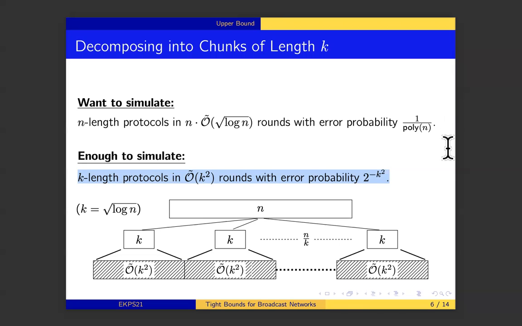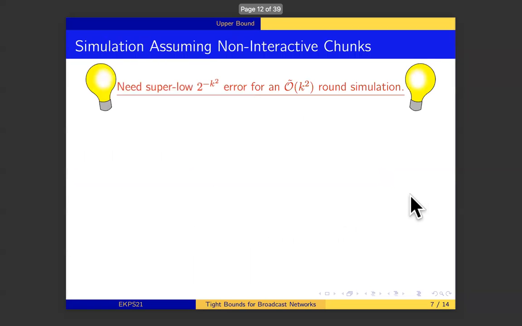Okay, so this is the first claim. To get our overall upper bound, it is sufficient to focus on k-length chunks and simulate them in k-squared rounds with error probability 2 to the minus k squared. And let's see how we do this. We need to simulate k-length chunks in k-squared rounds with error 2 to the minus k squared. And it is crucial here that the error guarantee that we are going for is super low. And it is so low that it is actually the lowest you can hope for.